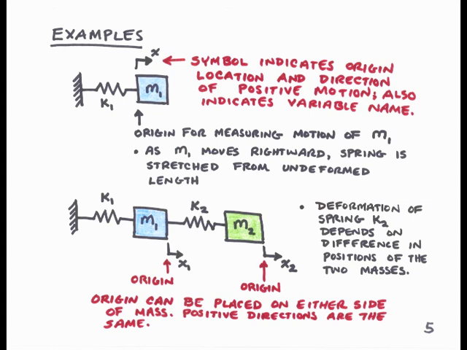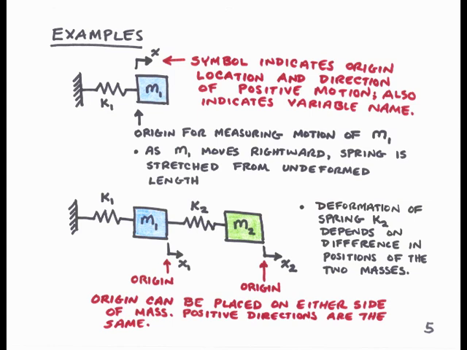In our second example, we have a two-mass system with two springs. Spring K1 connects mass M1 to a wall. Spring K2 lies between mass M1 and mass M2. The arrow, labeled x1, indicates the origin and direction of positive motion for mass m1. In a similar fashion, the arrow labeled x2 indicates the origin and positive motion for mass m2.